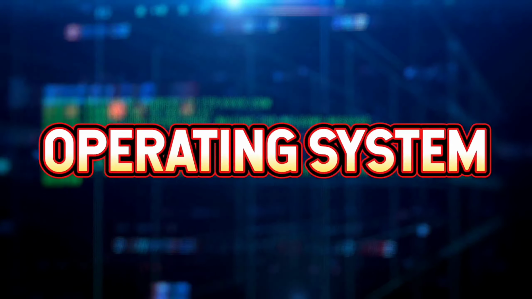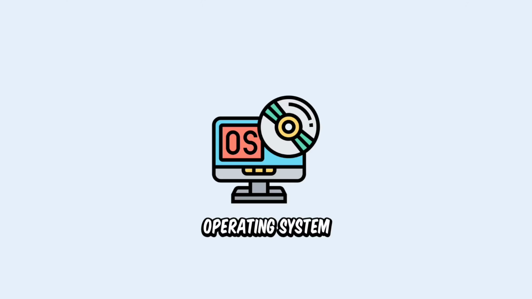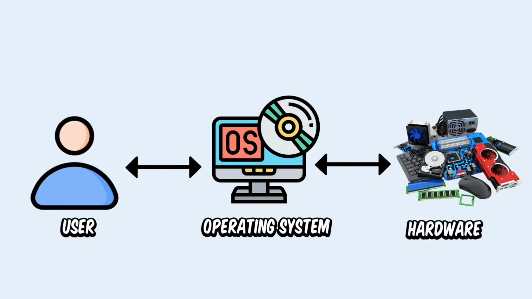Operating system. An operating system is a system software that acts as a bridge between the computer hardware and the user. It helps us interact with the computer easily.